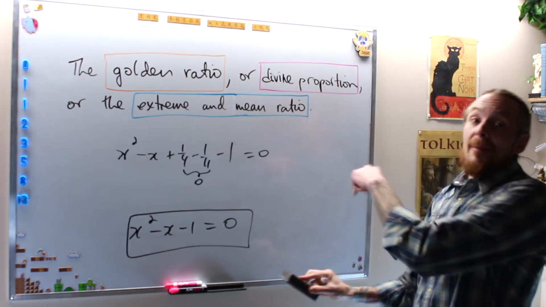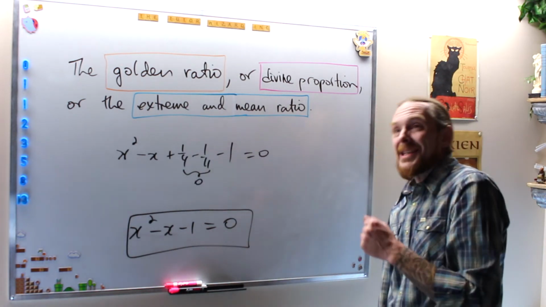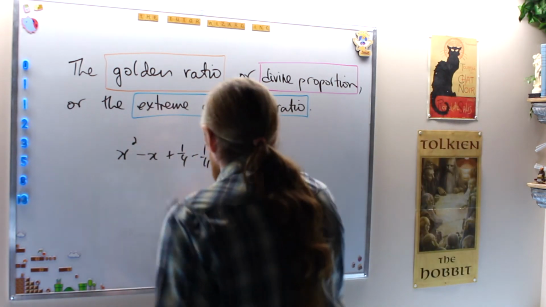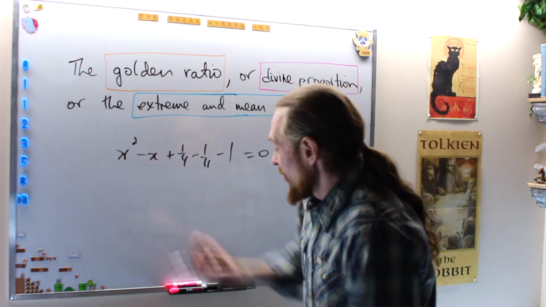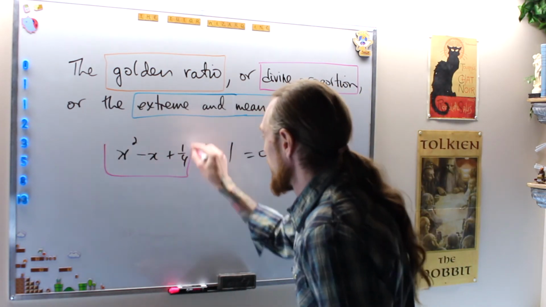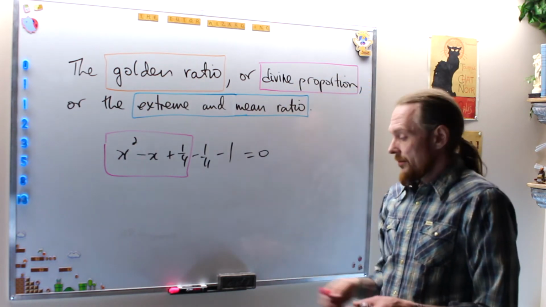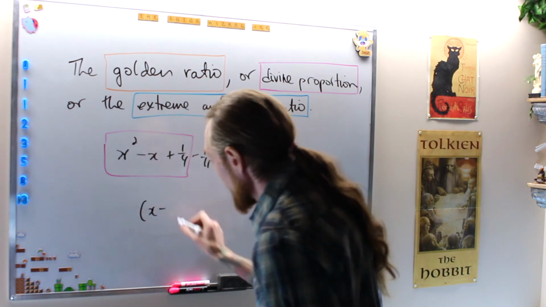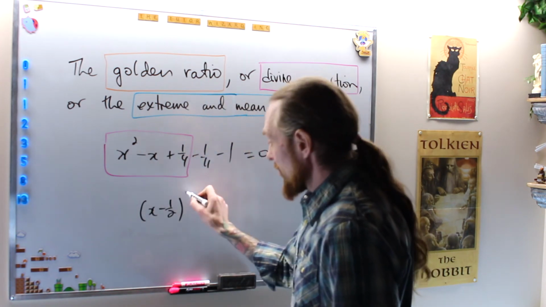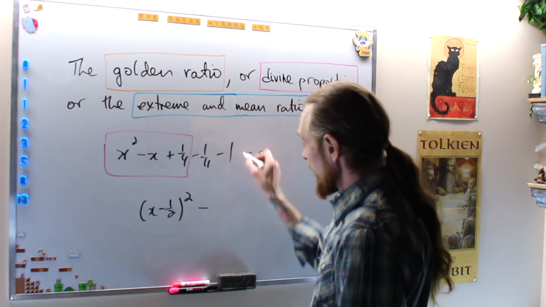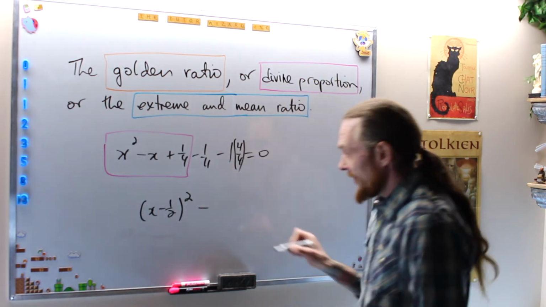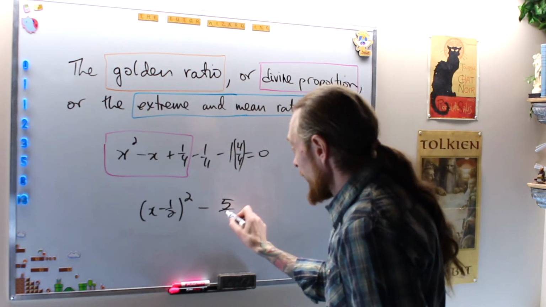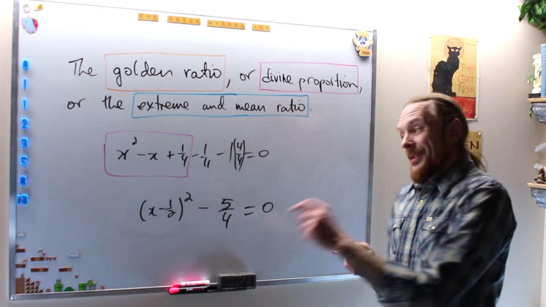Why am I doing this? I'm doing all these clever tricks to work at finding an exact expression for the golden ratio, something I want. So once I have this, this is now the completed square. So that is x minus b over 2 squared minus, now I need a common denominator. I'll multiply by my favorite dirty trick, 4 over 4, which is 1. So I get 5 over 4 equals 0. This is the completed square.